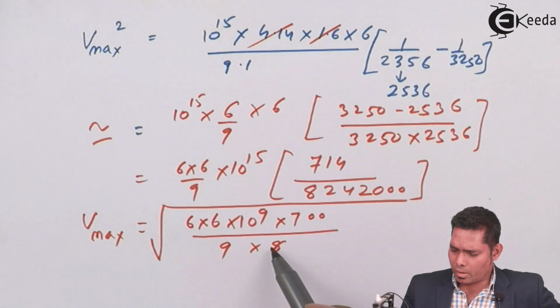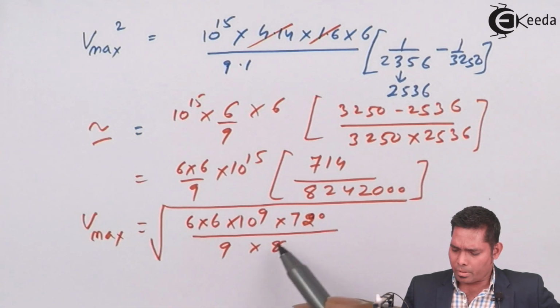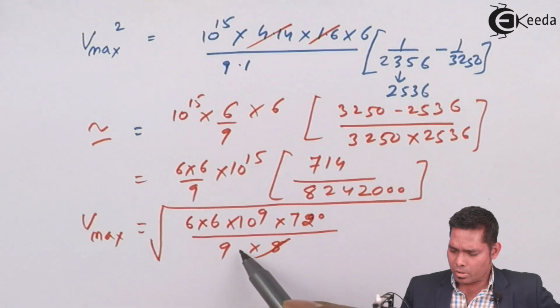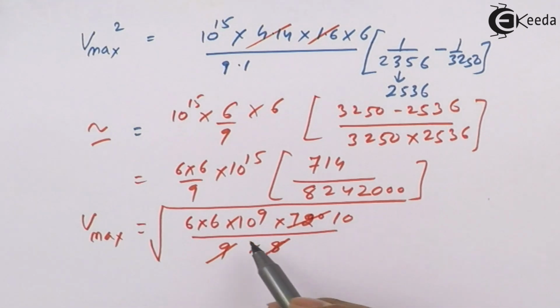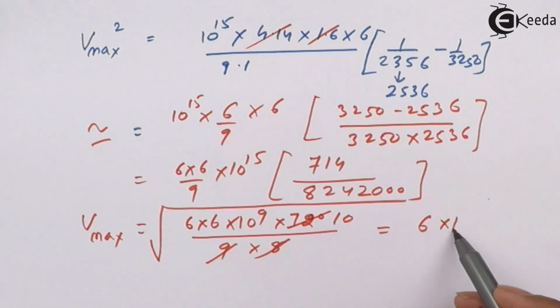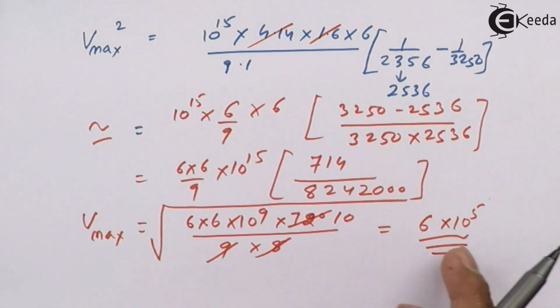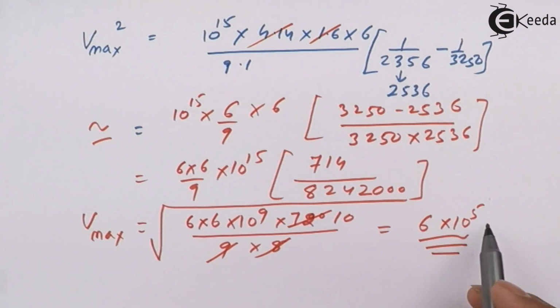72 here, I can write this as 720 for my multiplication. 72, this is gone, and 10 is left. This is 6 comes out, and 10 raised to 5 comes out. Approximately, as you can see that I calculated, this comes out to be 6 × 10 raised to 5 meter per second.